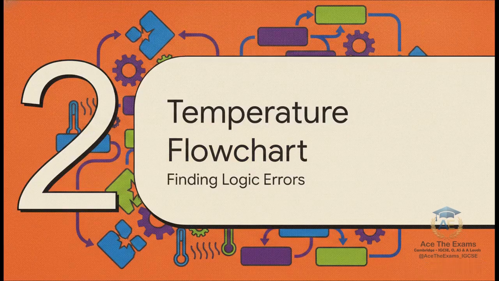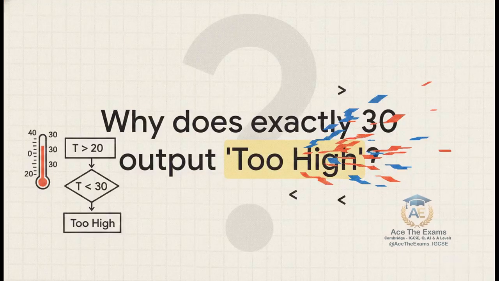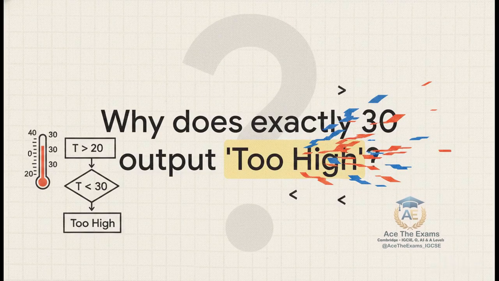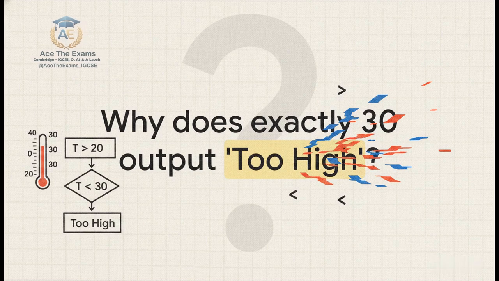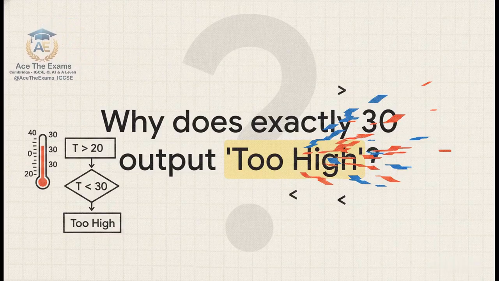Let's move to and see how this builds in Section 2, the temperature flowchart, finding the logic errors. Imagine an algorithm for a temperature sensor. The prompt clearly says it must accept temperatures between 20 and 30 degrees. The flowchart checks if T is greater than 20 and if T is less than 30. I want you to pause for a second and just think, why does inputting exactly 30 result in the output too high? Spotting this precise logical flaw is exactly what the examiner is daring you to do.